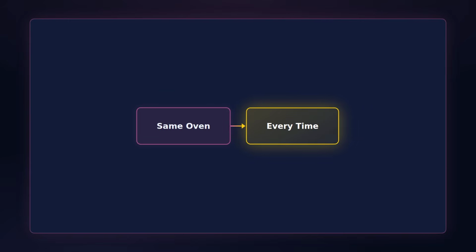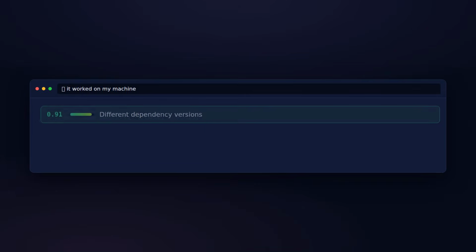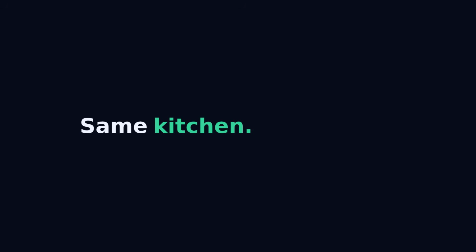Same oven. Every time. Remember that program that broke the moment it left your laptop? Package it inside Docker, and that exact failure disappears. Same engine, same box, everywhere it runs. Different Python version, missing library, wrong OS setting, any of it can break things. Not because the code got smarter, because the kitchen stopped changing.